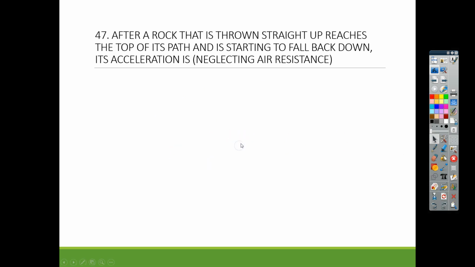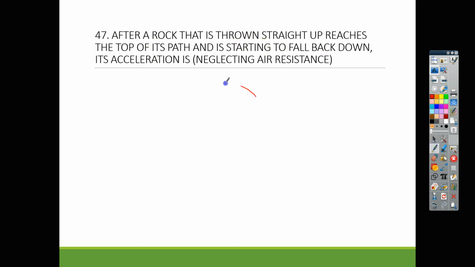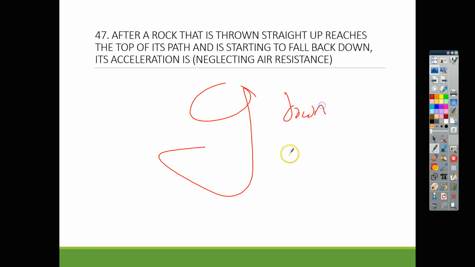For number 46, it says after a rock that is thrown straight up reaches the top of its path and starts to fall back down, its acceleration is, and we know it's always g, down, or negative 10 meters per second squared if we're using an axis where positive is up and negative is down. So that is number 47. We also know that it is the same the entire time.